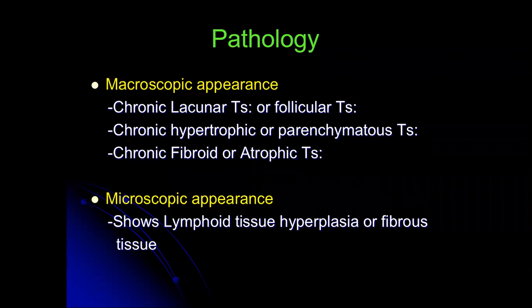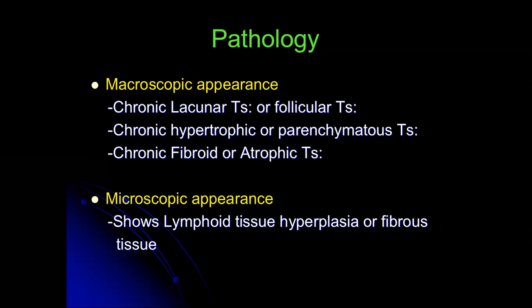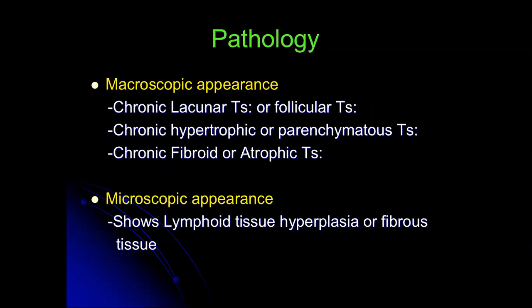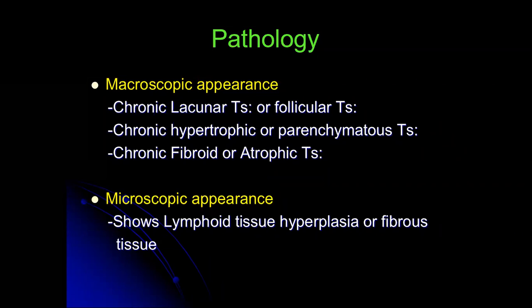Pathology. The pathology is that, as in acute tonsillitis, there are also types here in chronic tonsillitis, with a macroscopic appearance. This is not microscopic, this is the macroscopic appearance. Number one is chronic lacunar tonsillitis, the follicular tonsillitis. When there are beads inside the tonsils that come over the tonsil, they look like follicles. That is why the name is follicular tonsillitis.